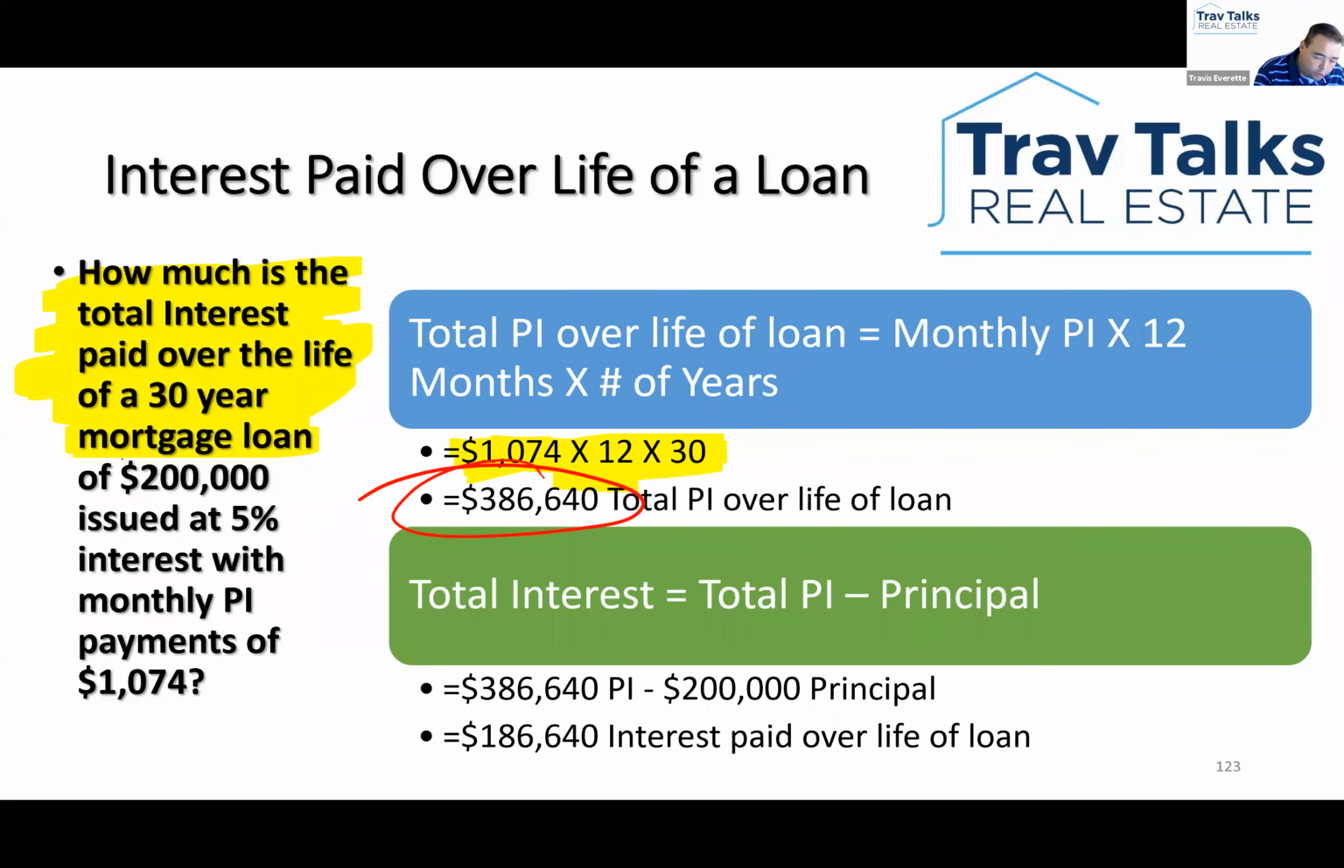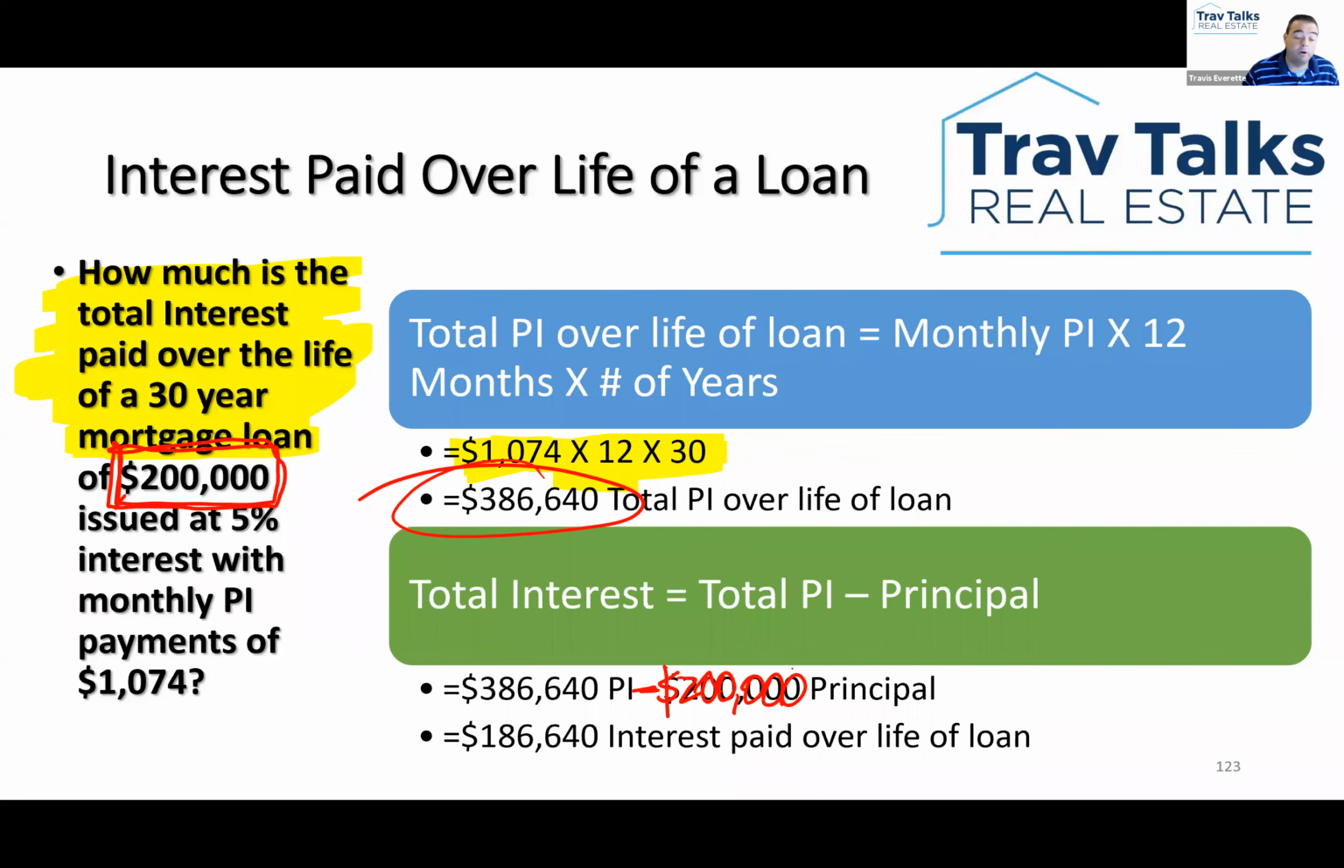Now, of that 386,640, 200,000 of it was borrowed money. They told us that. We can just subtract that out. We can take that $200,000 and subtract it out because that's not interest, that's borrowed money. That leaves us with $186,640. Well, guess what, folks? That's the interest paid over the life of that loan.